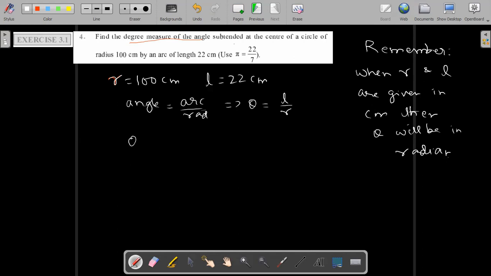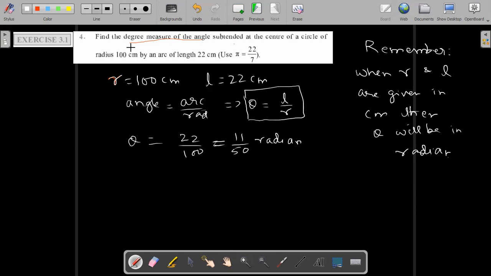So first you put the values of L and R in this formula. L is how much? 22. R is 100. So 2 ones are 2, 2 fives are 10, 11 by 50 radians. This is the radian. This much angle will be subtended by the arc of length 22 centimeter in the circle of radius 100 centimeters.